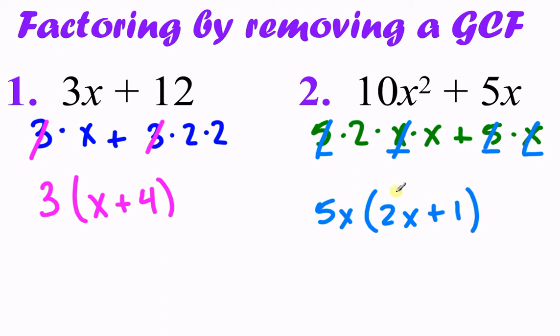Otherwise, if you redistributed it, there would be nothing here to get you back to having a solid 5x. So just remember, if everything gets crossed off, there's technically always a times 1 sitting on the end there. It's usually not needed, but it is technically always there. So this is for GCFs, the most basic form of factoring, just looking for in each group what you can pull out to the front.